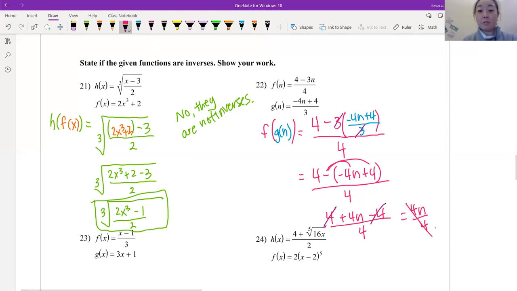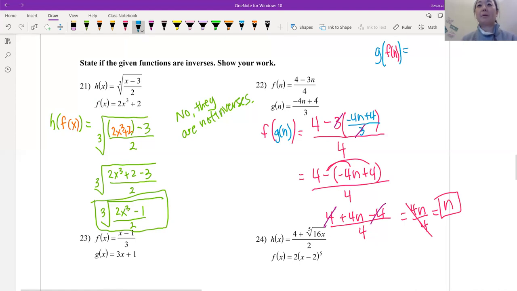What do you notice about the 4's? Now we can cancel the 4's because there's only one term here. And so that's going to be just n. Oh, look. We might have an inverse. We just got to check the other way. So let's do it the other way. So here we have our g of n, and what we're going to put inside is f of n.